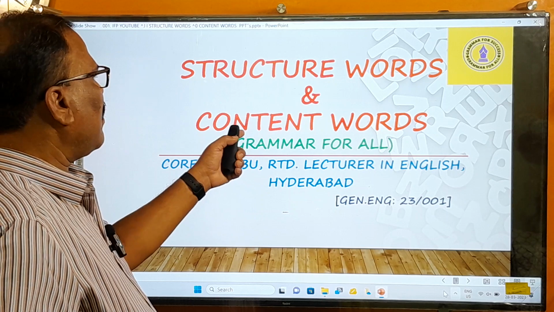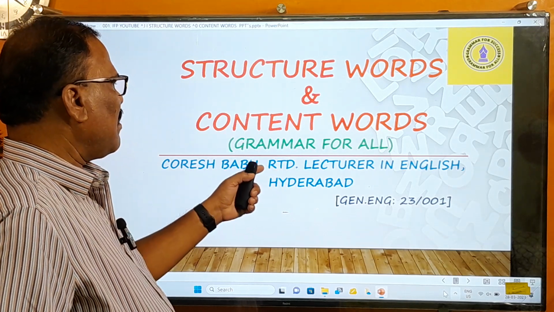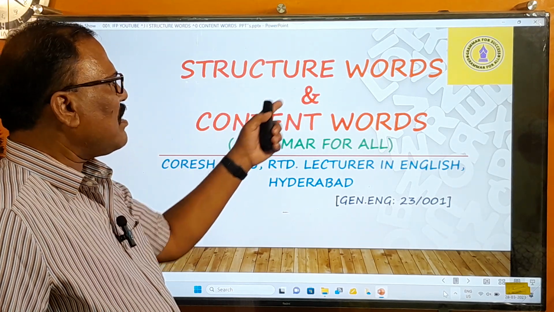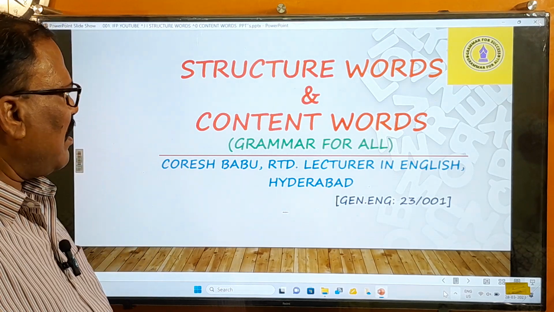Structure words and content words. Structure words and content words, right?